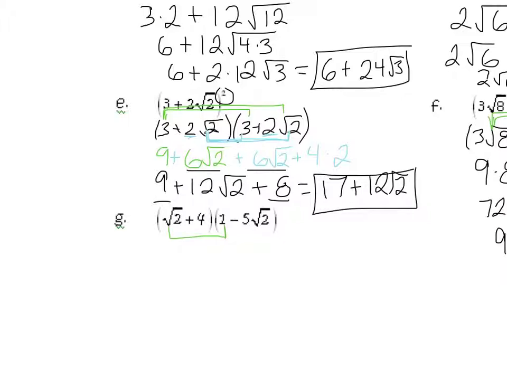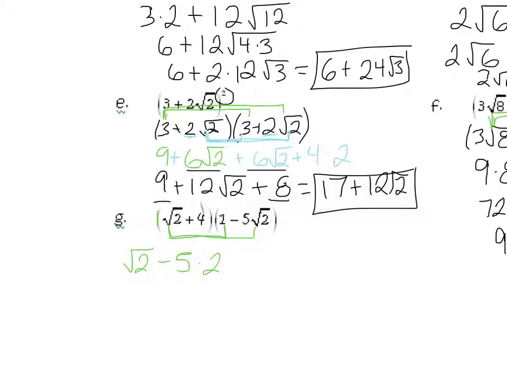So first times first, square root of 2 times 1, square root of 2. Outers, square root of 2 times negative 5 square roots of 2. I've got that invisible 1 times negative 5 is negative 5. And the square root of 2 times the square root of 2 is 2.